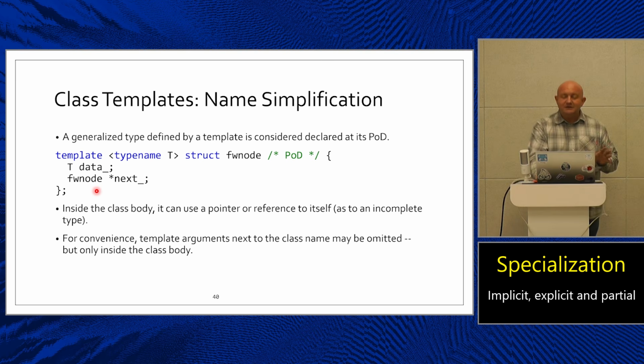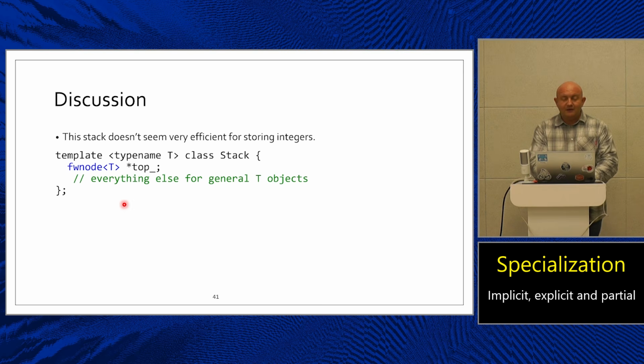For example, in a class like Stack, you could simply write ForwardNode* top instead of the more verbose version. And looking at this stack implementation, it doesn't seem very efficient for storing simple types like integers, does it? We're dynamically allocating a small node for every single integer we push onto the stack. That's a lot of overhead for a type that could potentially be stored much more efficiently. So what can we do about it? This is a perfect moment to discuss how we can optimize our template design. What are your thoughts on how we can improve it?